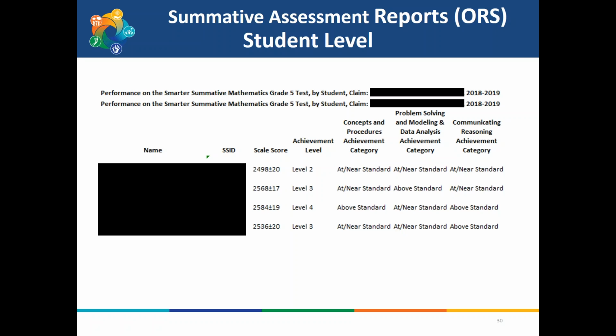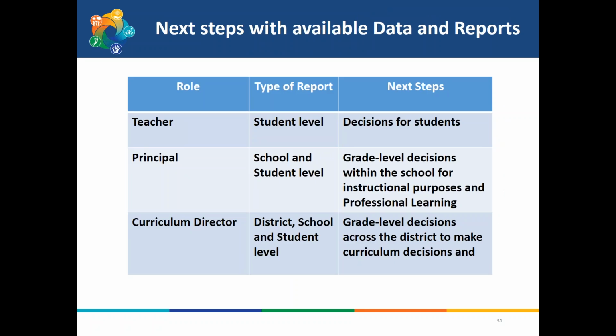So it's just very quickly. The one that you might be interested in is this one: what's the next step with the data and report? If you're a teacher, you're going to be looking at student level, and you're going to make decisions for the student. The principal is going to make grade level decisions within the school for instructional purposes and professional learning. And the curriculum director will be making grade level decisions across the district to make curriculum decisions and professional learning.